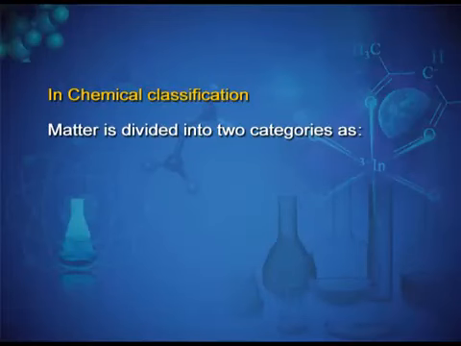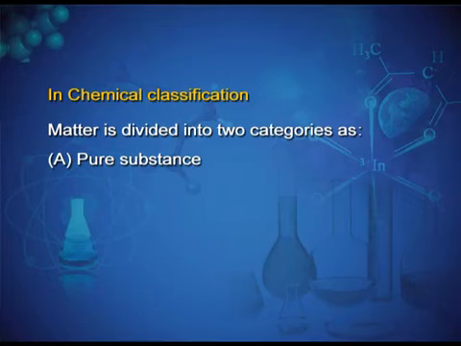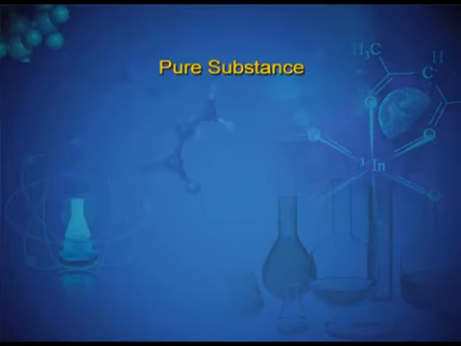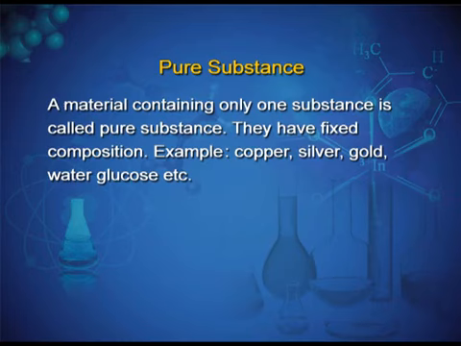In chemical classification, matter is divided into two categories: pure substance and mixture. Pure substance: a material containing only one substance is called a pure substance. They have fixed composition. Example: copper, silver, gold, water, glucose, etc. These are examples of pure substances.